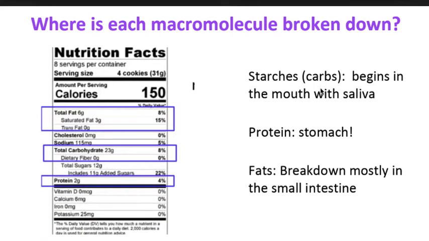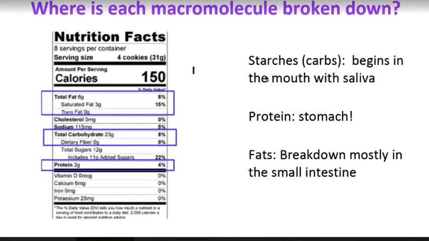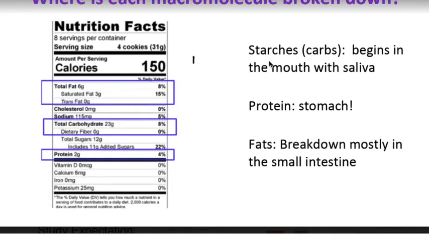Where is each macromolecule broken down? Your starches and carbs, it begins in the mouth. Most of the other parts are done in your stomach. Proteins are broken down in the stomach as well. Fats are actually saved till later and don't break down until the small intestine. On Wednesday, you'll actually look into these three things more specifically.